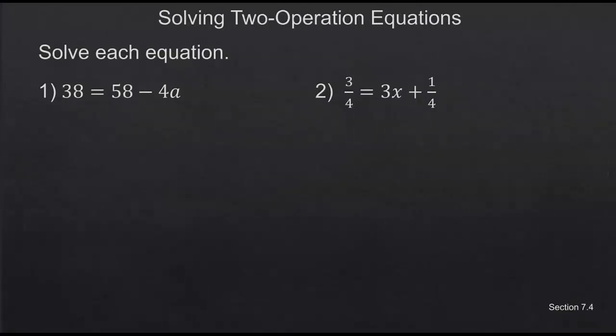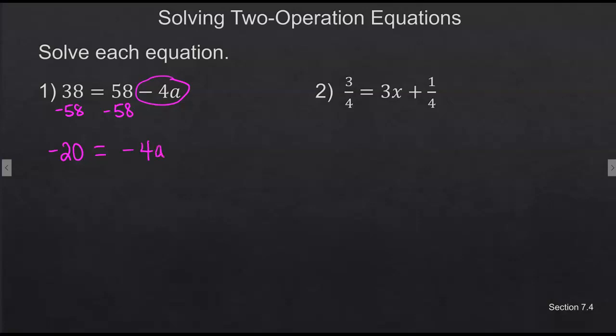Alright, so we're going to practice with some equations that have more steps than some of the ones that we did in the past. On this first one, we're going to first subtract 58, because we want to isolate our variable and get it by itself. So by subtracting the 58, we take care of that. 38 minus 58 is negative 20. And then we're going to bring down the negative 4a.